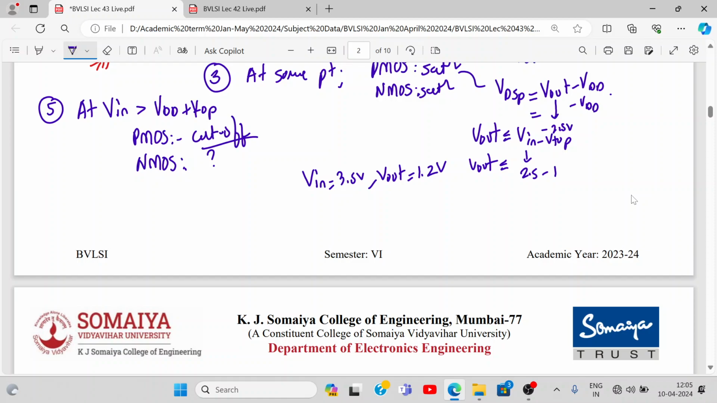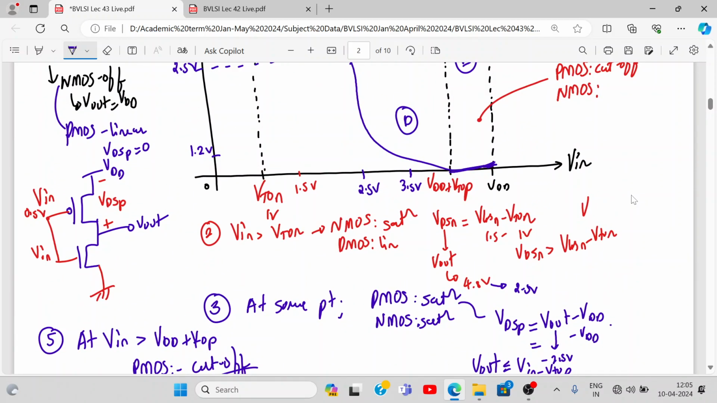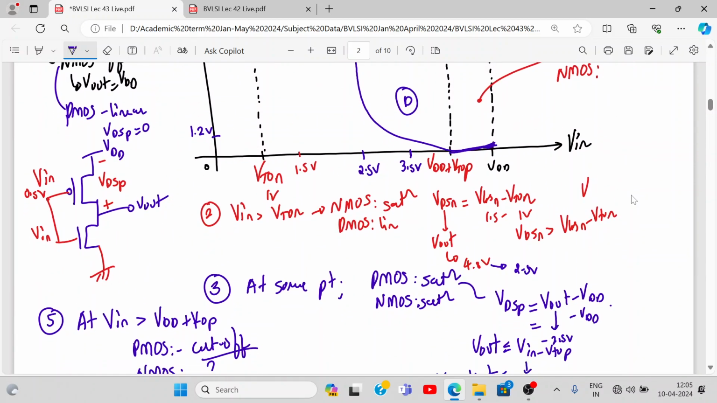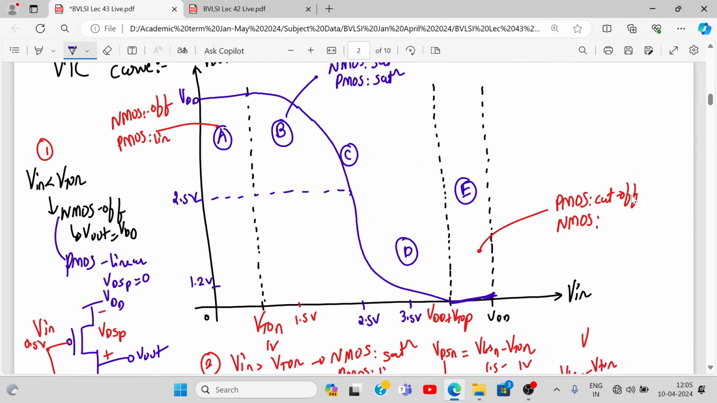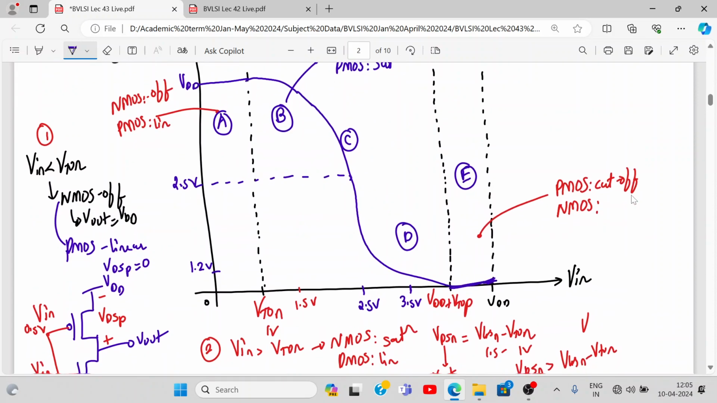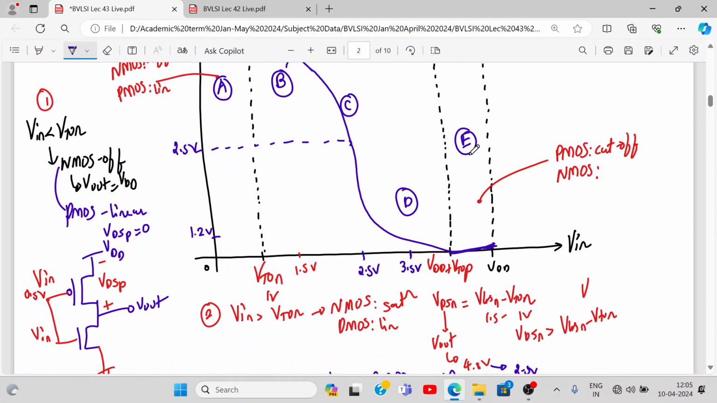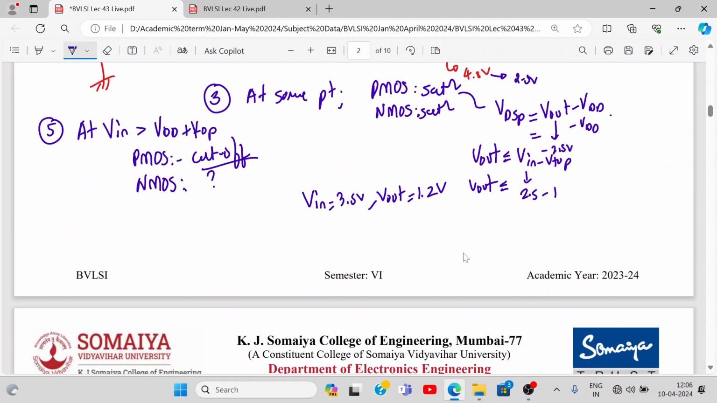चलो बताओ. For which region NMOS is operating, PMOS is operating? For D. For region E क्या होगा? V out is 0. So यहाँ पे output is 0 ना?